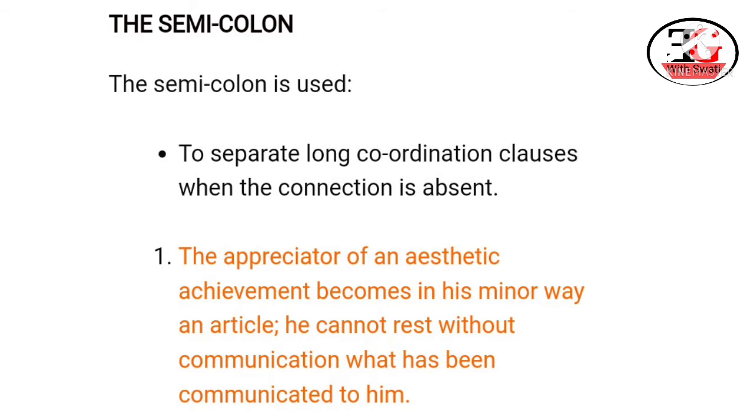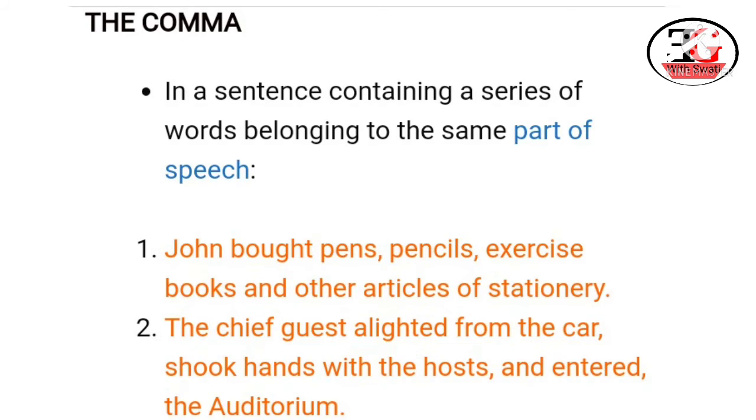Next punctuation mark is the semicolon. The semicolon is used to separate long coordinate clauses when the connection is absent. For example, the appreciator of an aesthetic achievement becomes in his minor way an artist. He cannot rest without communicating what has been communicated to him.